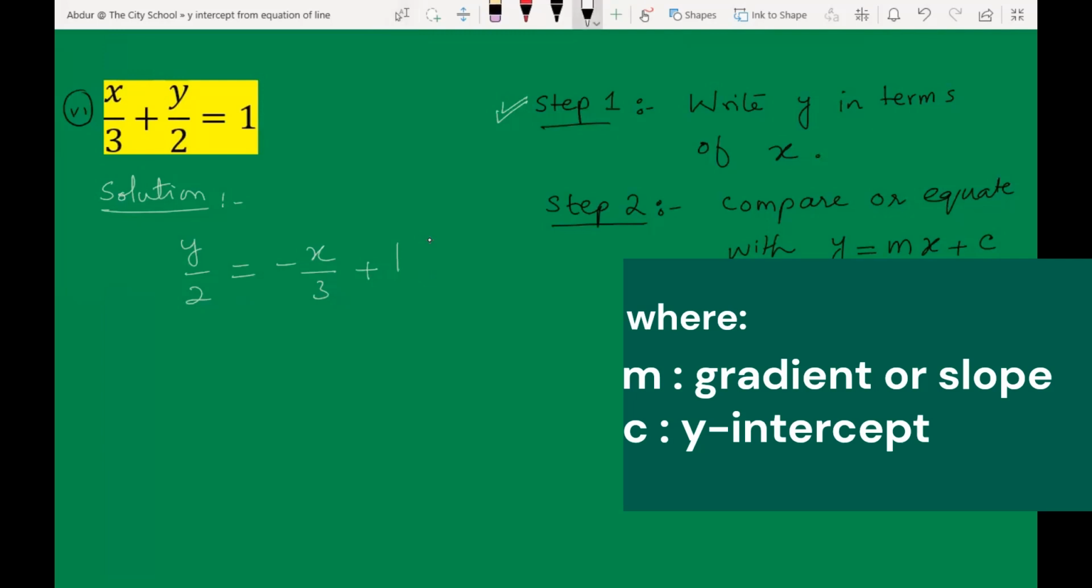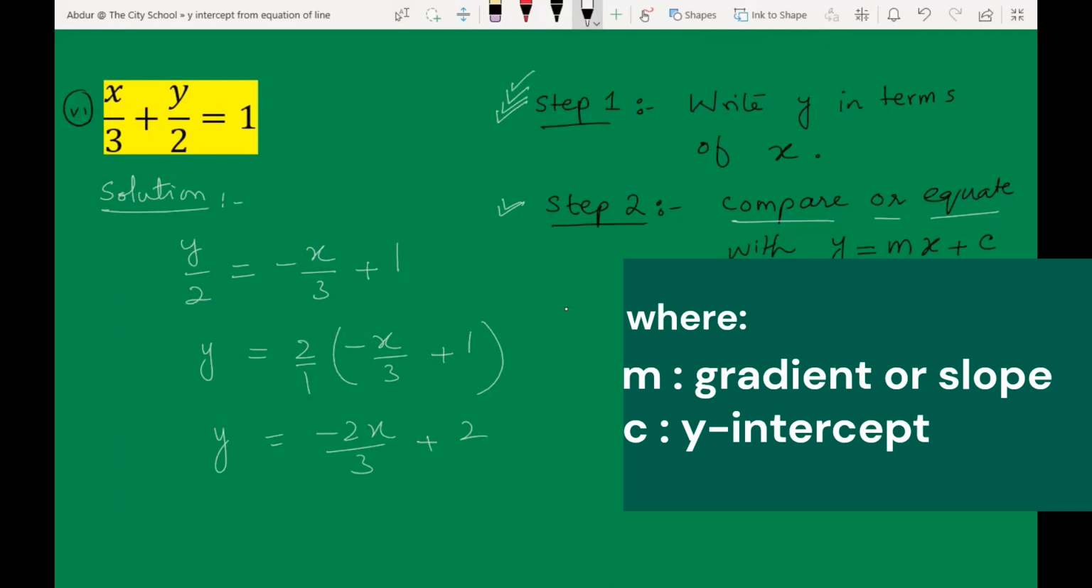Step number 2. In step number 2, compare or equate with y equal to mx plus c, where m is the gradient and c is the y-intercept. But sorry, step number 1 is not completely done, because it is y over 2, or half y. So y equals 2, when you shift 2 here, 2 will be times minus x over 3 plus 1, or you can say 2 over 1 minus 2x over 3 plus 2 on the 2. This is y equal to this. Now step number 1 is done here.